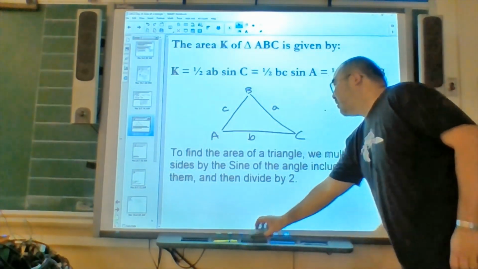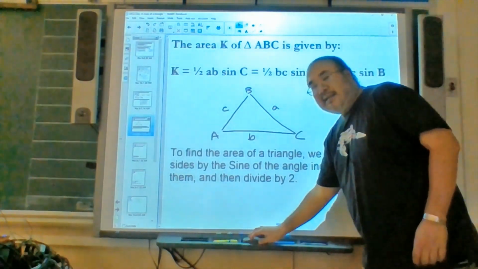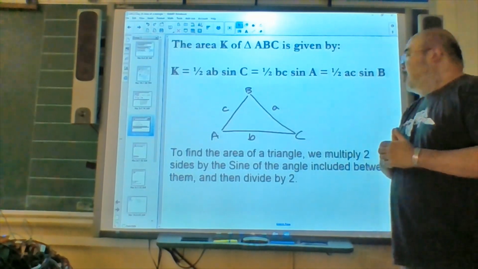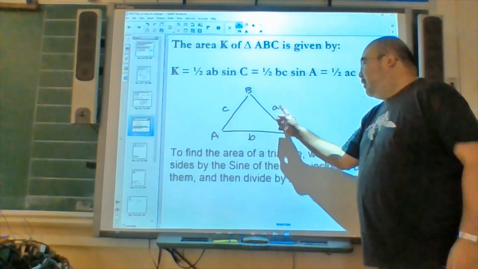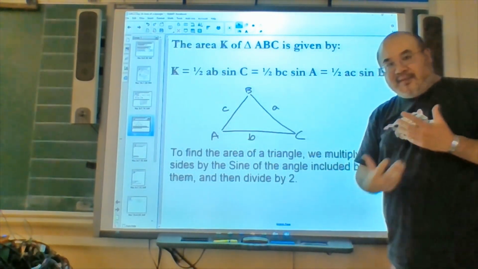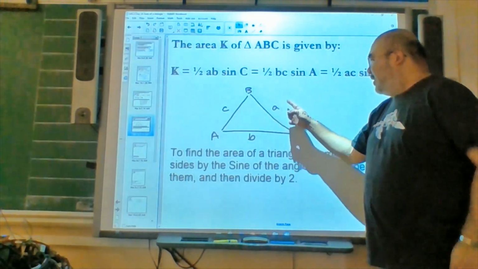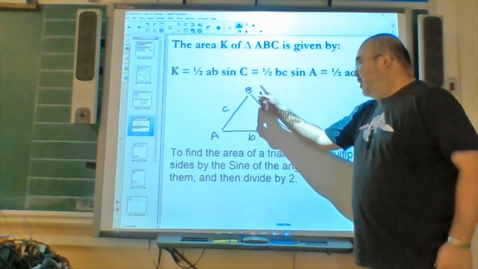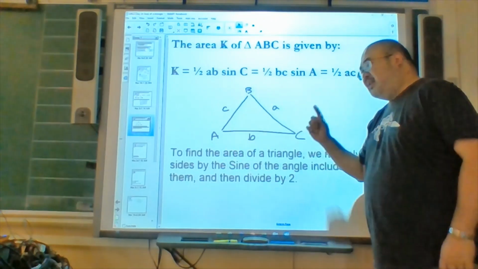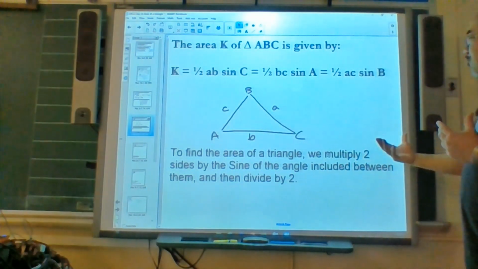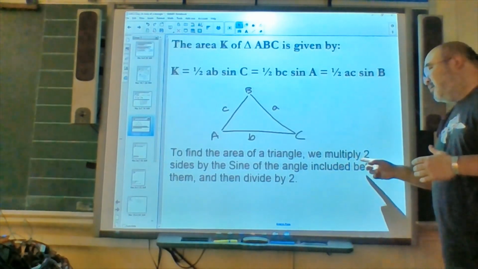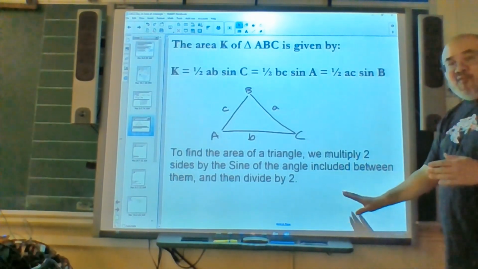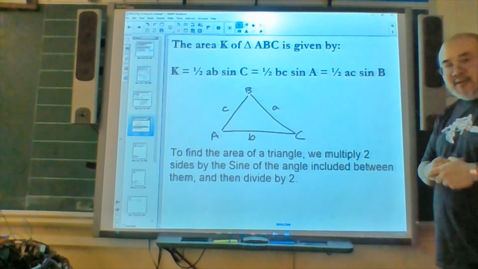Okay, so here the idea is that we can find the height based upon any of these things. For example, the lowercase letters represent the side opposite the angles. So here, the lowercase a is opposite big angle A, the lowercase b is opposite angle B, and the lowercase c is the side opposite angle C. So to find the area of a triangle, we multiply two sides by the sine of the angle included between them, and then divide by 2. This is our formula for the area of a triangle.